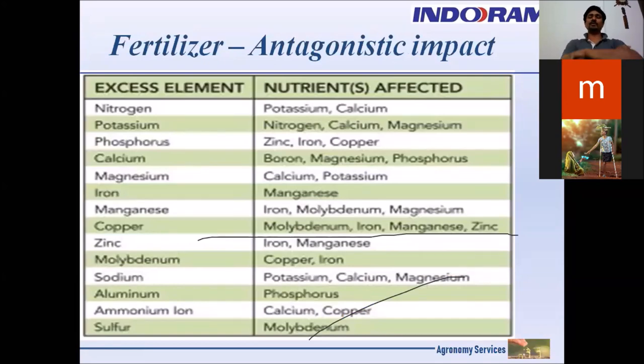This is another table which you can use. I'll let you know how to use this table. Antagonistic impact means if nitrogen is in excess in your soil, then it is going to impact the availability of potassium and calcium. Similarly, if zinc is in a higher quantity, then it is going to impact the availability of iron and manganese. If zinc is higher, then despite iron and manganese being available in your soil, their availability is going to be lower. So this information you can use once you have soil analysis data, for recommendation and identification of the problem.